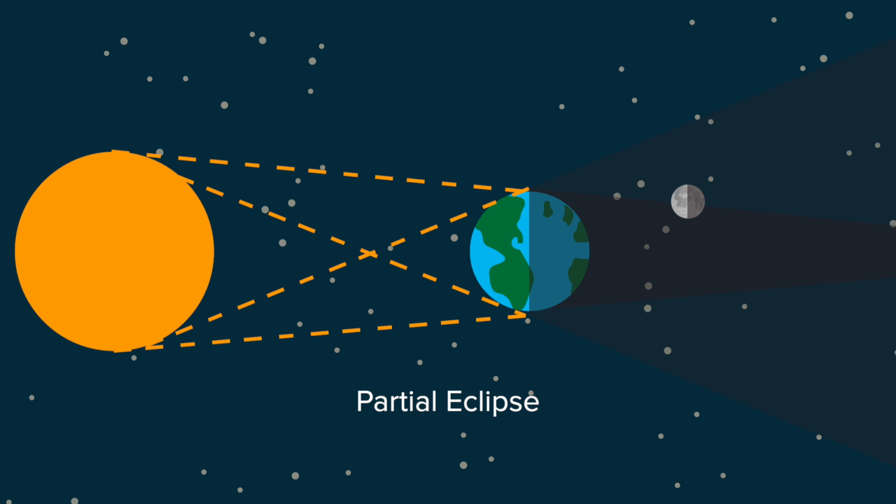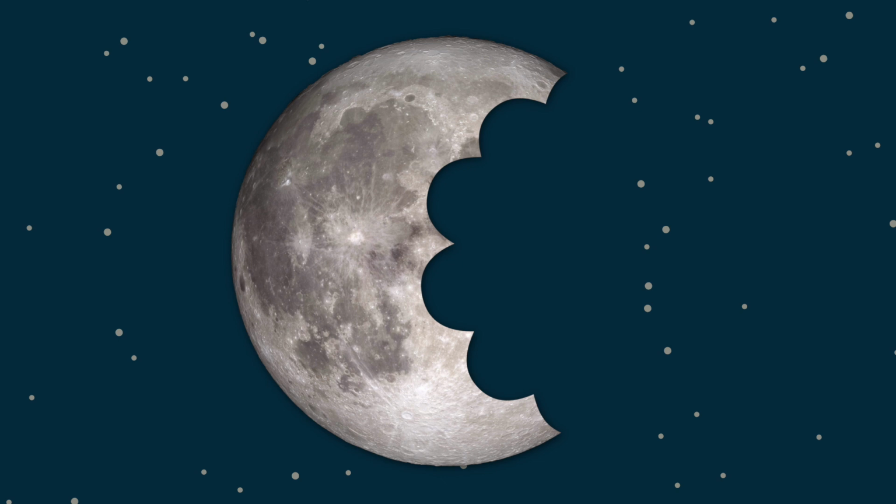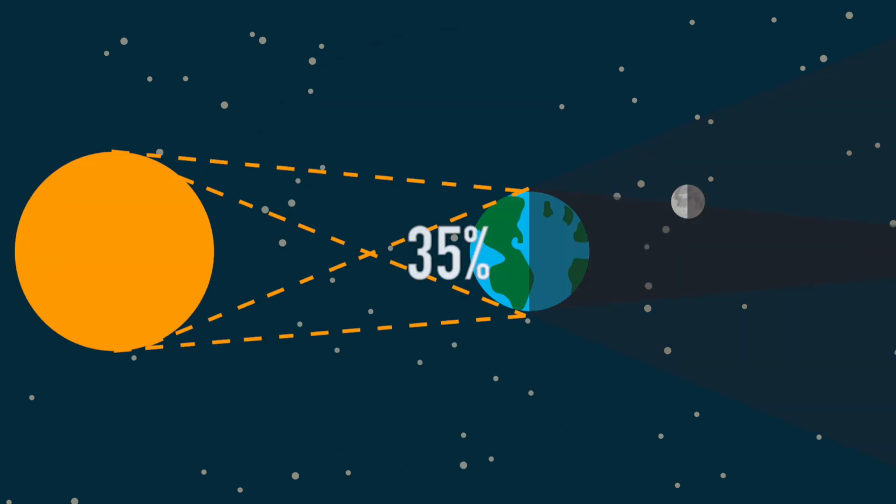Next is partial, where the moon only partially enters the Earth's umbra. From our view, there is a stark contrast between the part of the moon in the umbra and the part in the penumbra. It almost looks like someone took a bite out of the moon. About 35% of all lunar eclipses are partial.